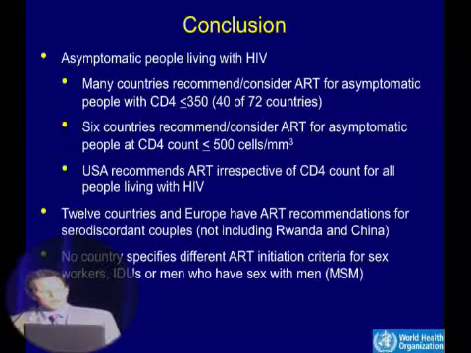So in conclusion, we have asymptomatic people living with HIV. There are 40 of 72 countries that are at less than 350. We have 6 countries that are less than 500. The United States has gone to everybody irrespective, and you have 12 countries that are looking at serodiscordant couples, and that's not including Rwanda and China, which are moving in that direction. But I think it's significant that no countries really consider sex workers, IDUs, or men who have sex with men as a potential criterion for ART, at least in their guidelines.